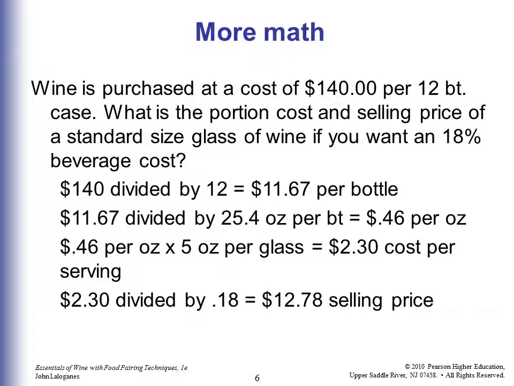Okay, you had $140 was what the case cost you, divided by the 12 bottles in the case, gives you the per bottle cost. Per bottle cost divided by the 25.4 ounces in a bottle is 46 cents an ounce. 46 cents an ounce times the 5 ounces that is your average serving size. $2.30 is what it cost you for the wine. $2.30 divided by the 18% beverage cost that you want means you need to sell that for $12.78, and if you do, you'll have an 18% beverage cost.